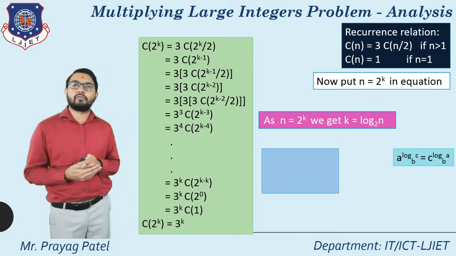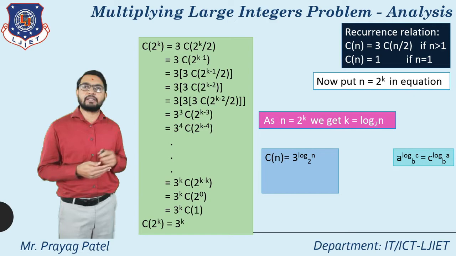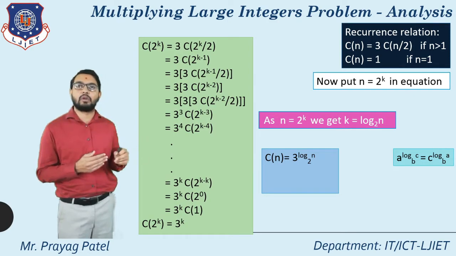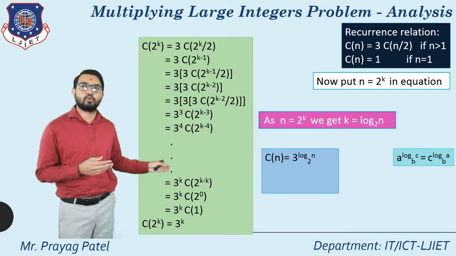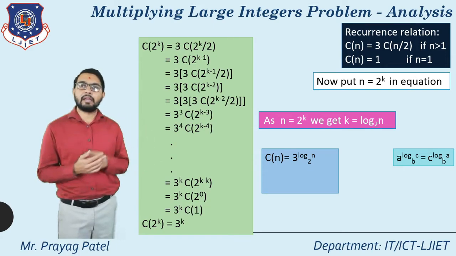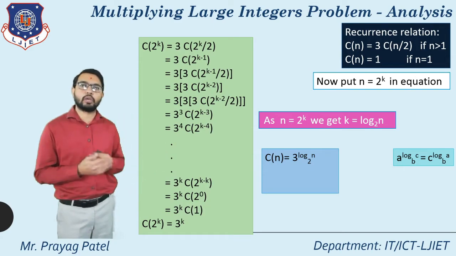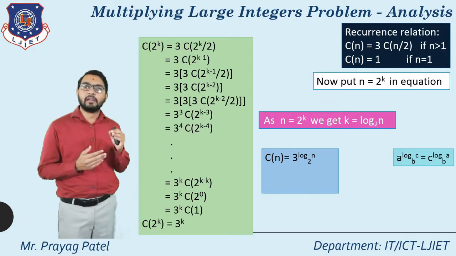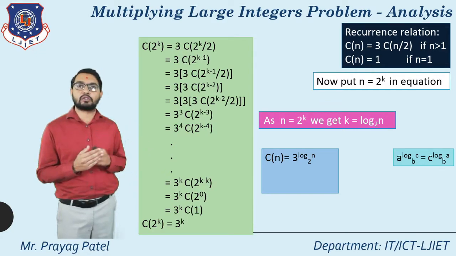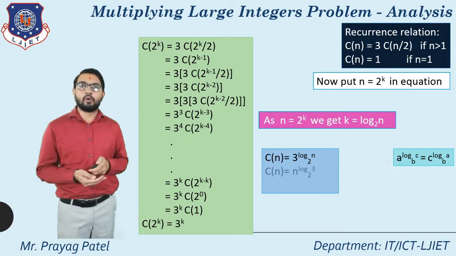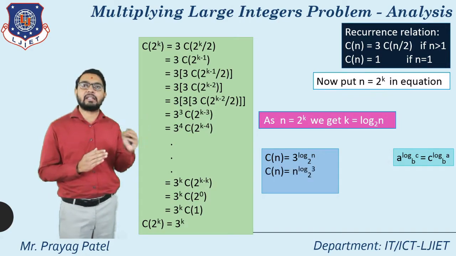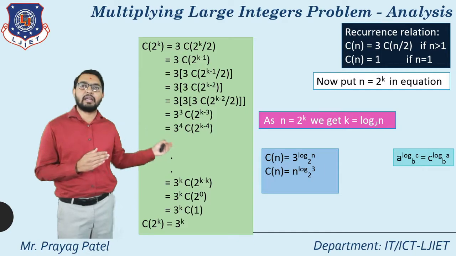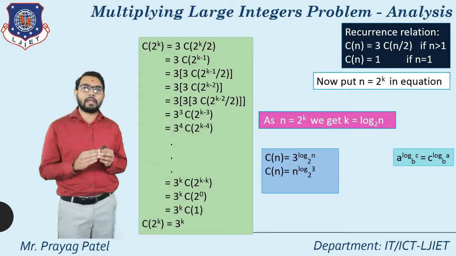According to this, we consider C of n, because n equals 2 raised to k. So in place of 2 raised to k we write n. So C of n equals 3 raised to k, so 3 raised to log n base 2. Now swap the values of n and 3 in this equation. So C of n equals n raised to log 3 base 2.